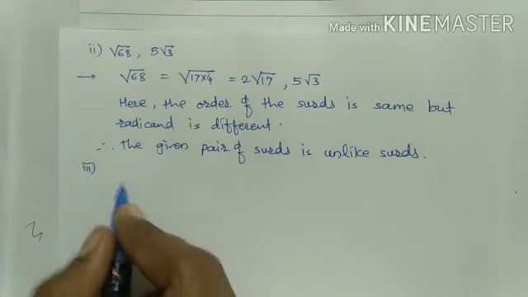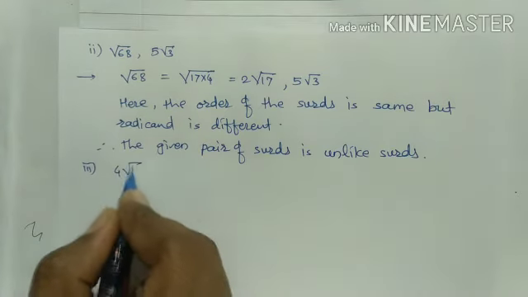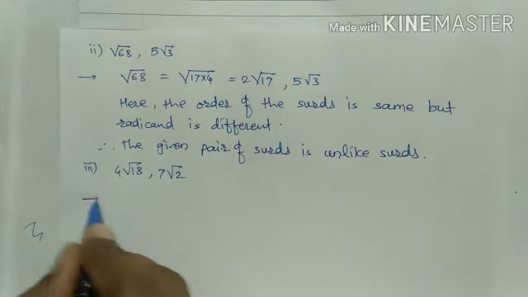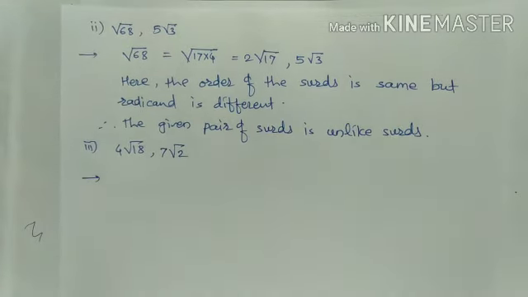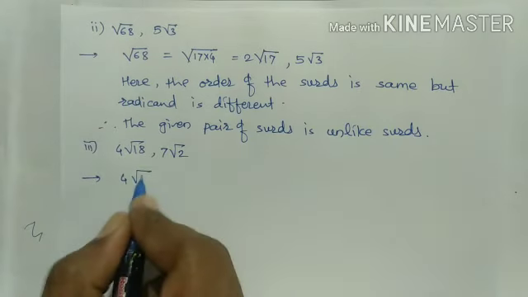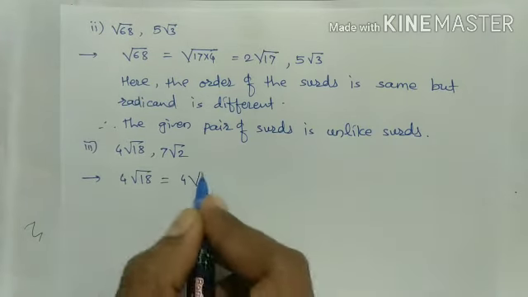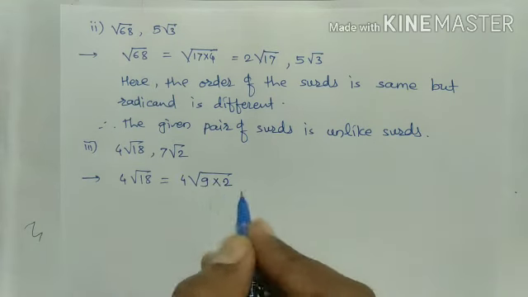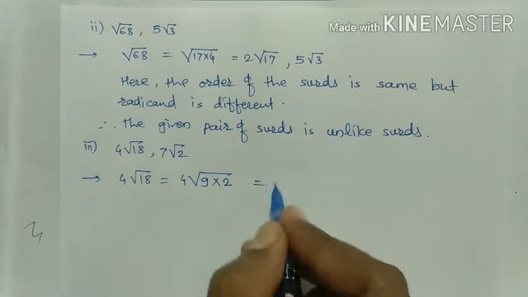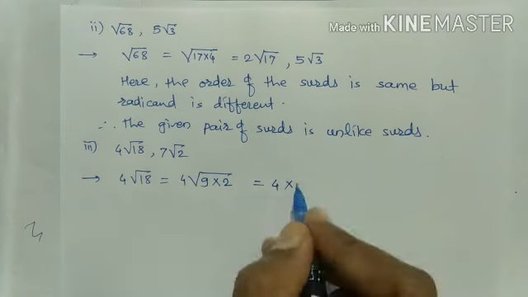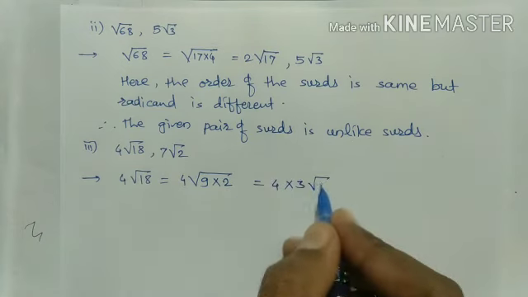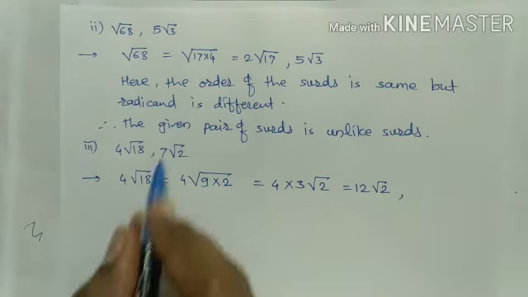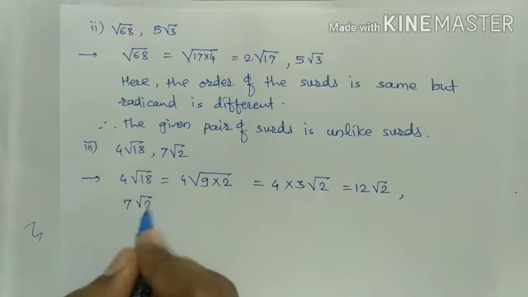Then the next example is example number 3. This is 4 root 18 and 7 root 2. See, here first we simplify the given surds. This 4 root 18 equals 4 root, here we factorize 18 into 9 times 2, that is equal to 4 into the square root of 9, which is 3, root 2, that is equal to 12 root 2, and the next one is this 7 root 2.